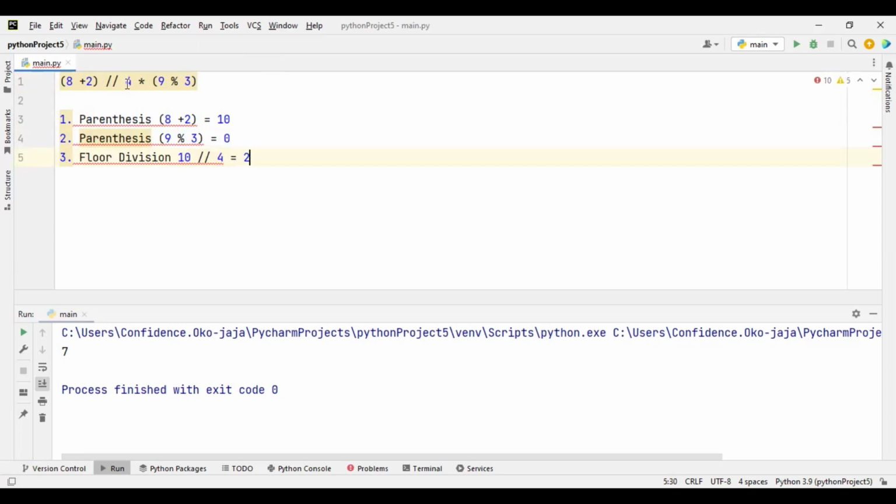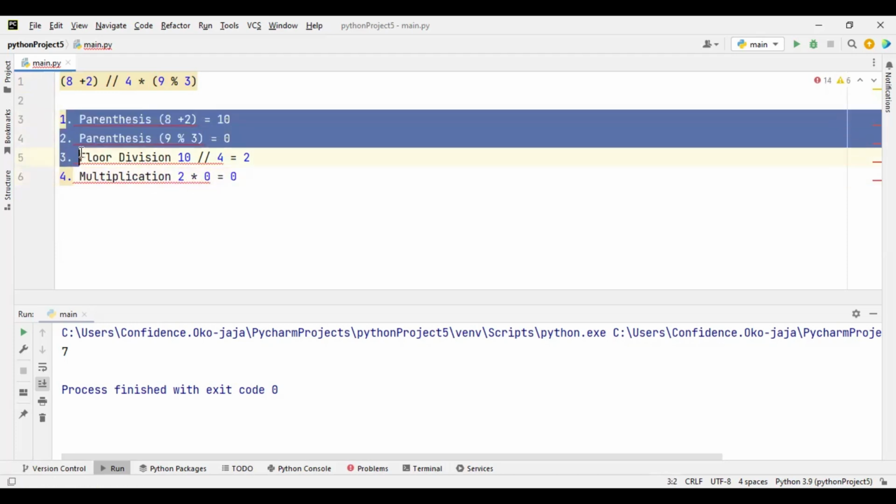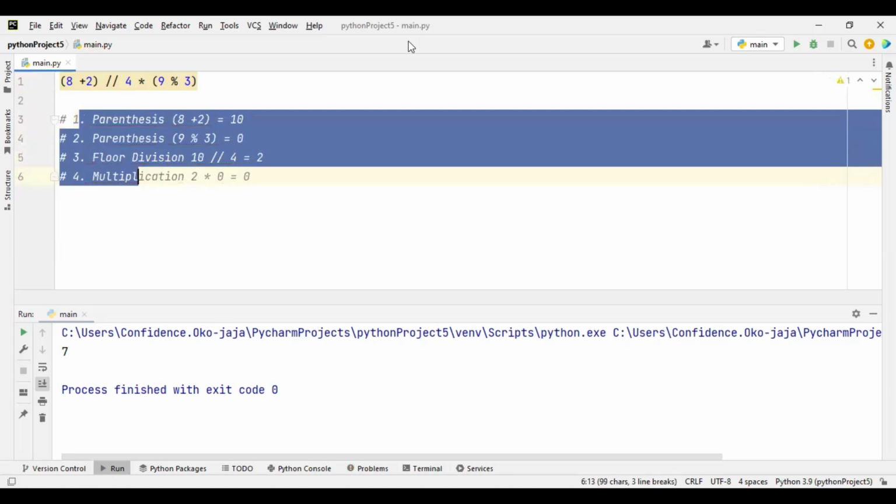So we have here 2 times 0. The last is our multiplication, and that would be 2 times 0, which is equal to 0. So let me run this program and see if I'm going to have the same answer as the output.